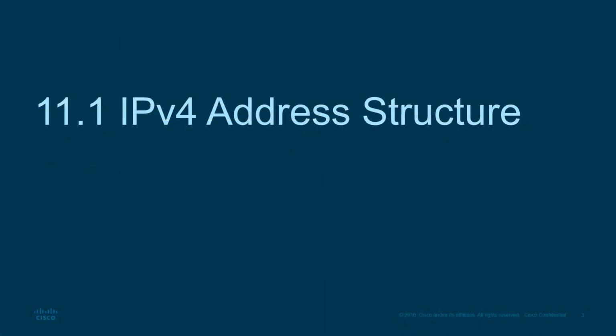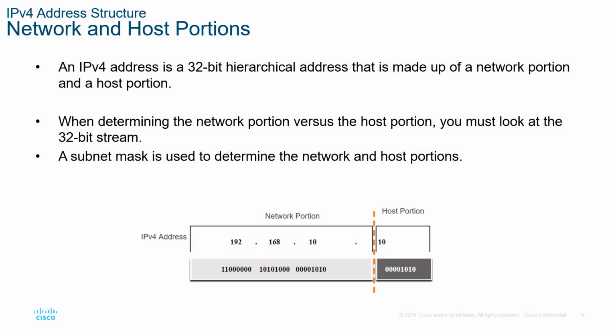Section 1, IPv4 addressing structure. First of all, there are 32 bits in an IPv4 address. The bits are broken up into 4 groups of 8. Each group of 8 is called an octet.